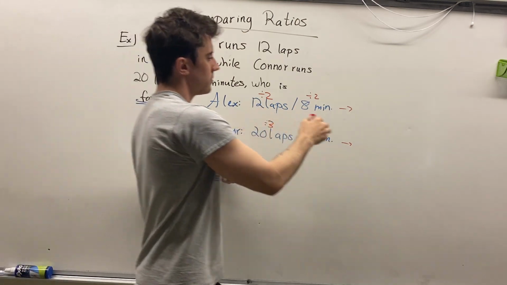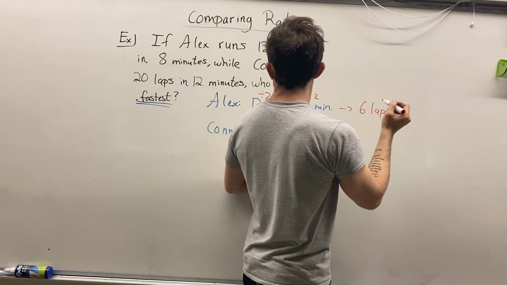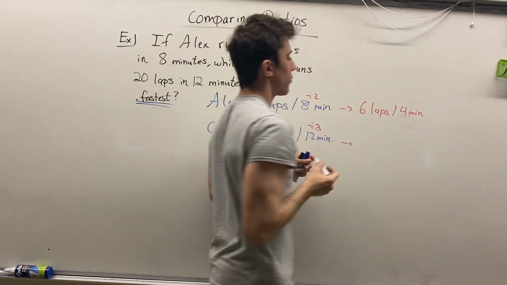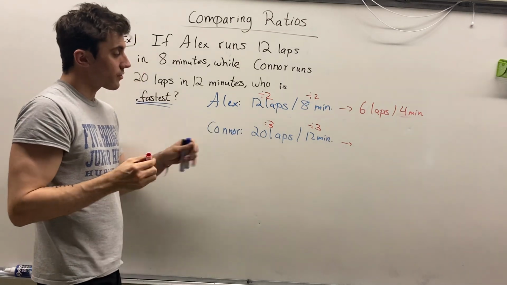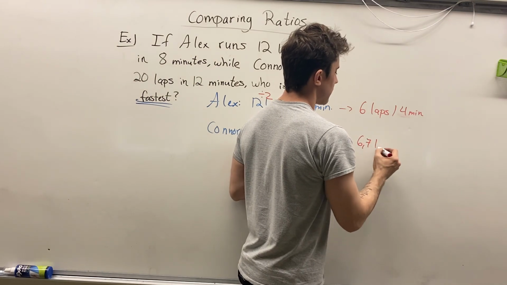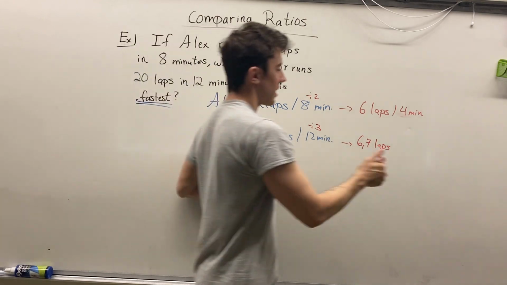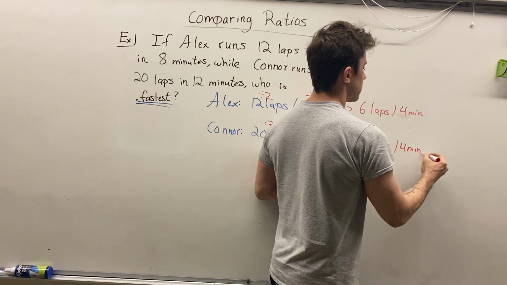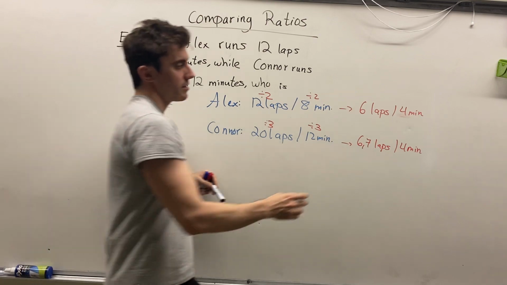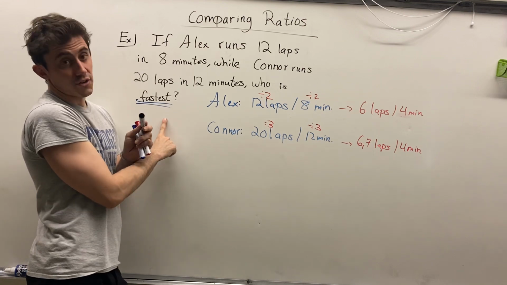Now, 12 divided by 2 will give us 6 laps per 4 minutes, 6 laps per 4 minutes for Alex. And for Connor, we'll have 20 divided by 3. That is 6.6 repeating. I'm rounding up to 1 decimal place. So 6.7 laps per 4 minutes. Okay? And so right away, with simply this amount of work, we can see already that for the same number of minutes, Connor runs more laps. And so clearly, Connor is the faster runner.